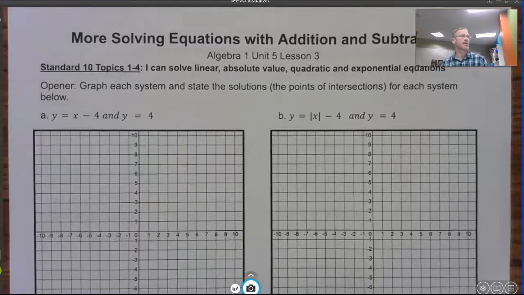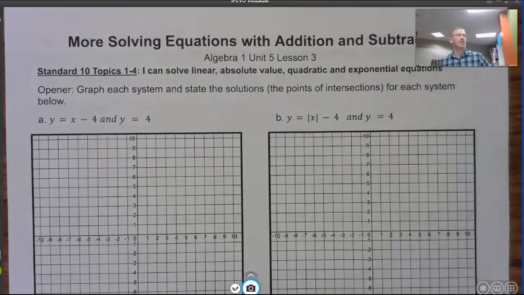Once again, this is going to continue. You can see standard 10 here: I can solve linear, absolute value, quadratic, and exponential equations. So once again, we're making that connection between solving and systems of equations. Pause the video, do those 4 graphs, and flip it back on, and we'll see how you did.